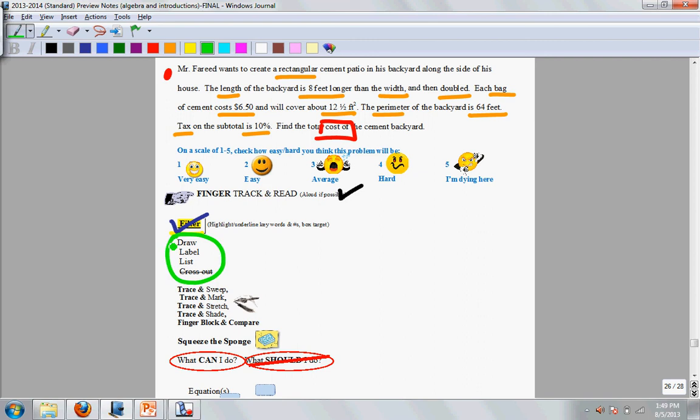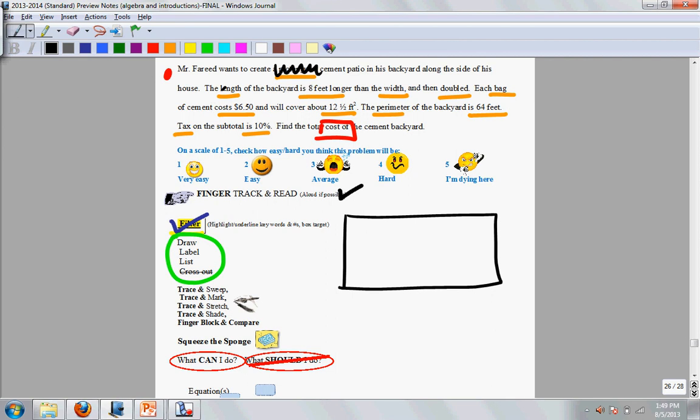Now we're going to do this very slowly all together. We are not solving yet. We're going to draw the problem, label it, list given information, and cross stuff out as we take care of it. So step number 1, we have a rectangle. So I draw a rectangle. And I'm going to cross that word out, rectangle. That tells my brain I've accounted for that. I don't need to deal with it anymore.